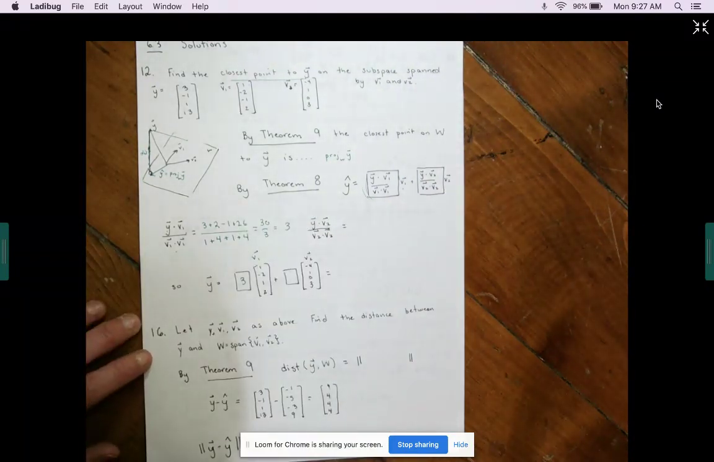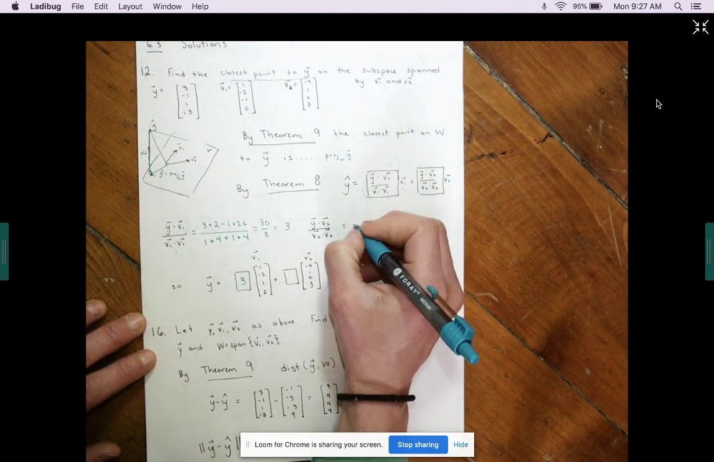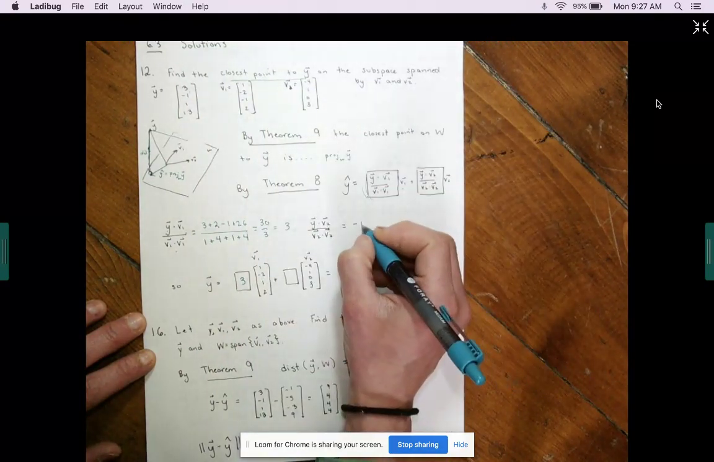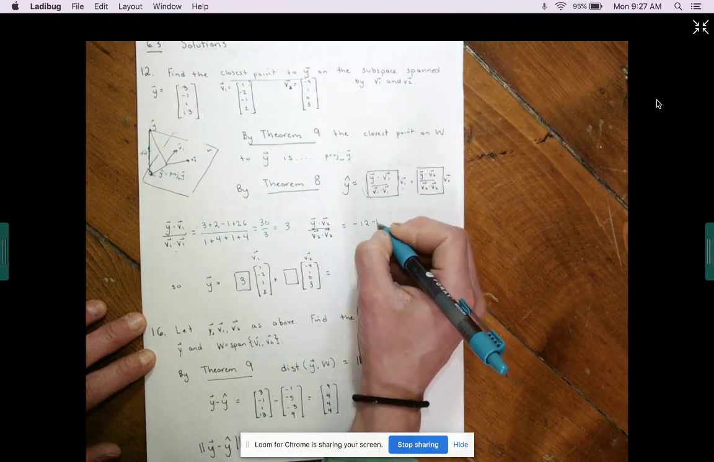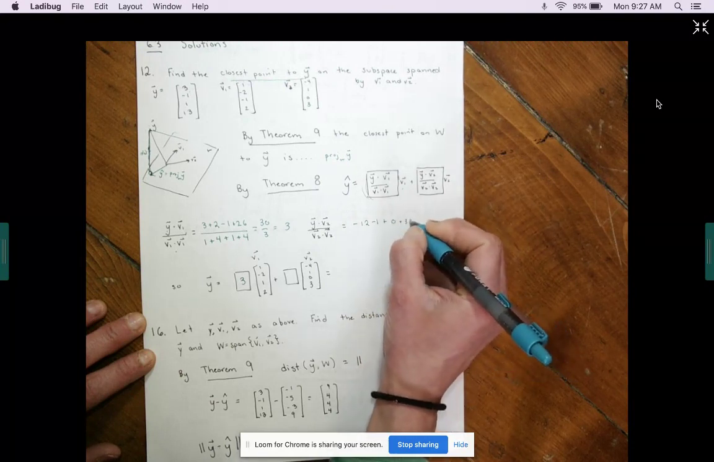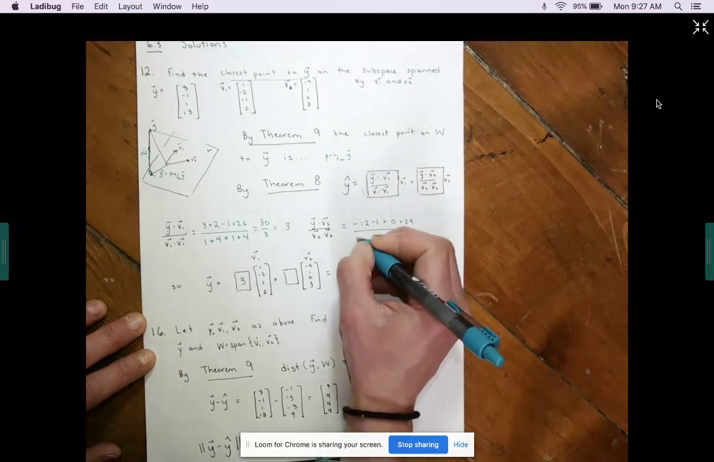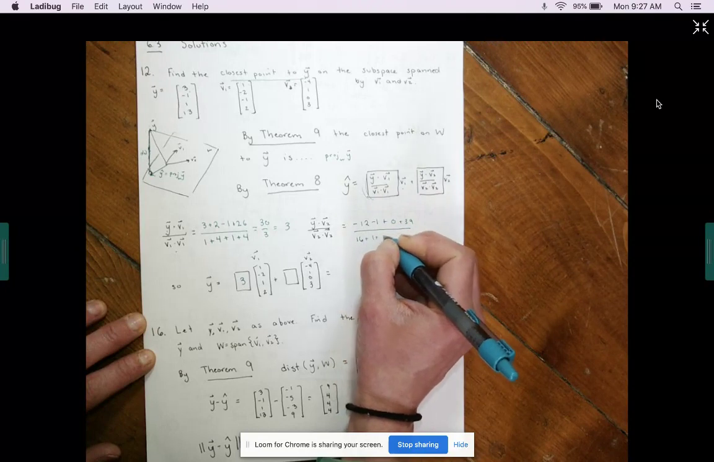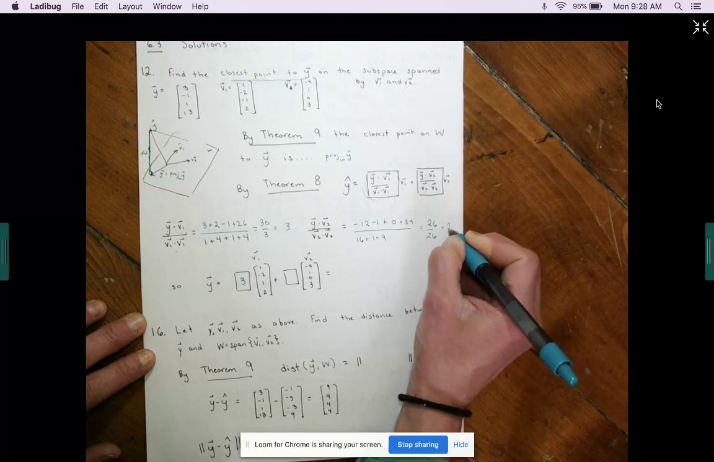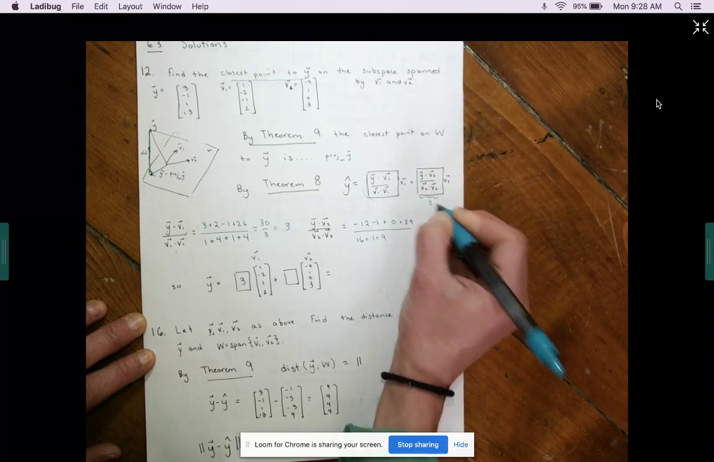And I do the same thing to find v2. So I'll run through that one a little bit more quickly. You're dotting y with v2, so it's negative 12 minus 1 plus 0 plus 39 over 16 plus 1 plus 9. You can check my arithmetic, but this comes out to be 26 over 26, which is just 1. So that means that this part is 1.